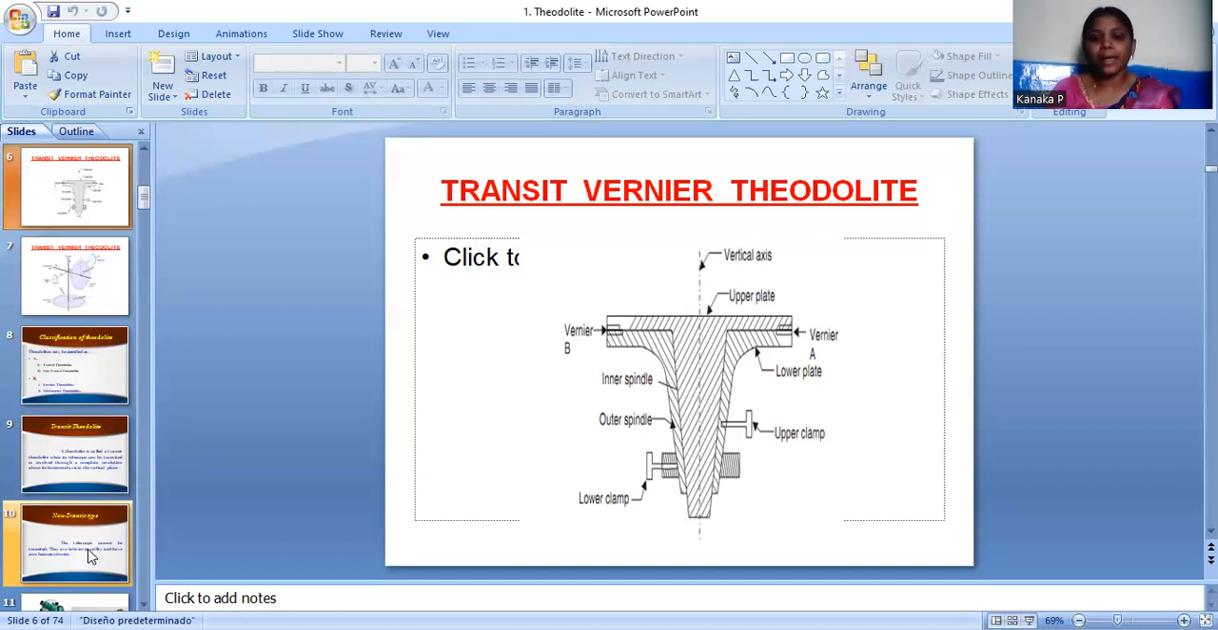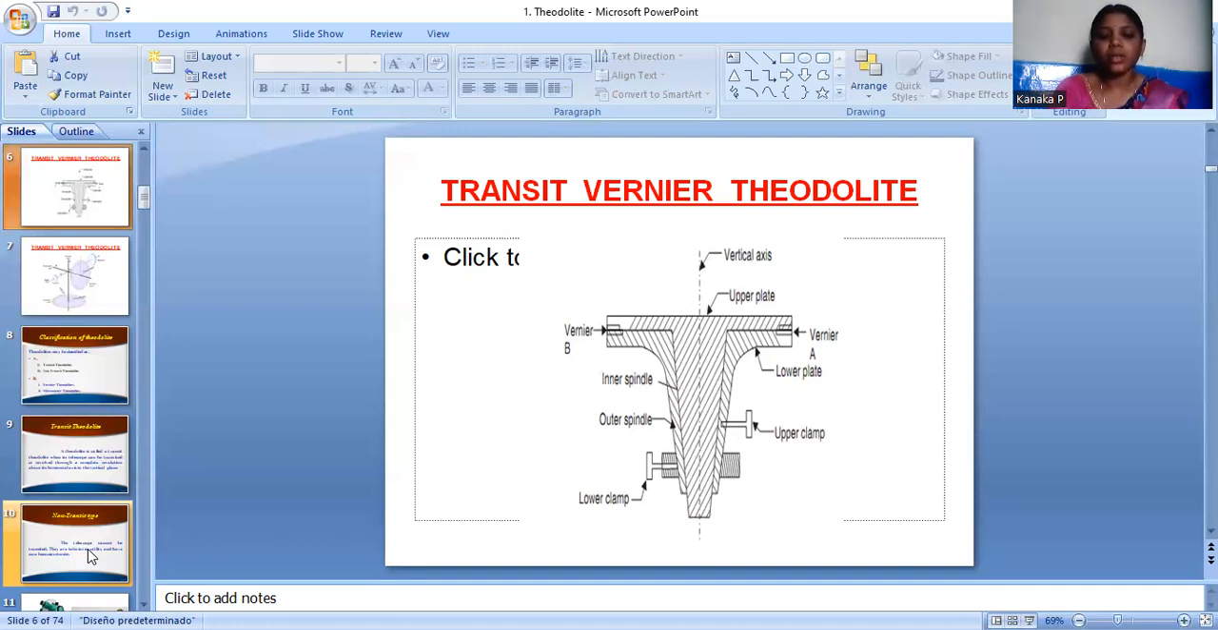Next is uses of theodolite. The following are some purposes for which the theodolite can be used. First one is measurement of horizontal angles. Second one is measurement of vertical angles. Third one is measurement of deflection angles in curves. Next one is locating points on the existing line.